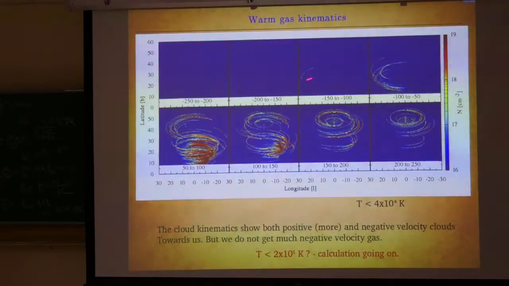So although we don't find many line of sights having line of sight velocity from minus 200 to 150, we get some till 100. So I don't know what will happen if I increase the temperature threshold. Okay, but I'm still happy that I still get some of the negative velocity clouds.